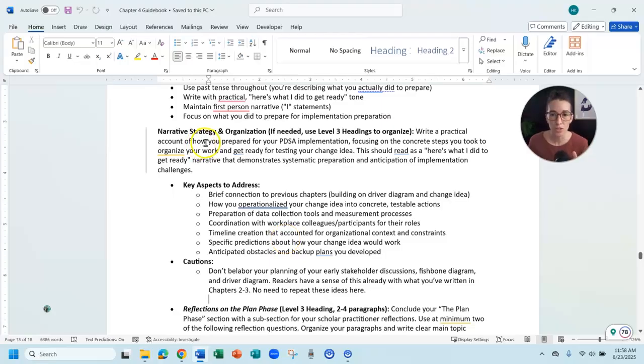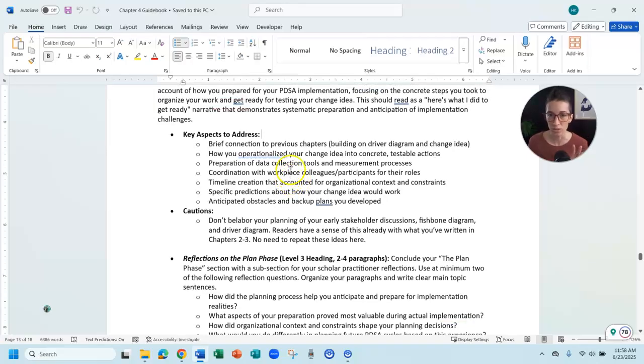Okay, so narrative strategy and organization, you're going to write a practical account, focusing on the concrete steps. And again, here's what I did to get ready narrative. Some key aspects to address. So these are the things that you want to think about to include in this section and to organize it carefully.